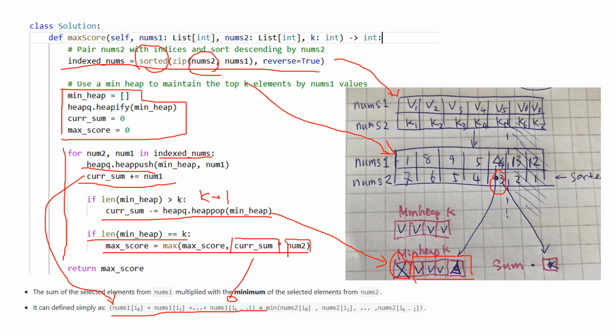So this gives us the value we want, calculated based on this formula. After we have that, we need to compare with the previous max score, and if we are bigger, then we just reassign the maximum score, and after we finish the whole loop, we return the max score value. So this is the whole code.